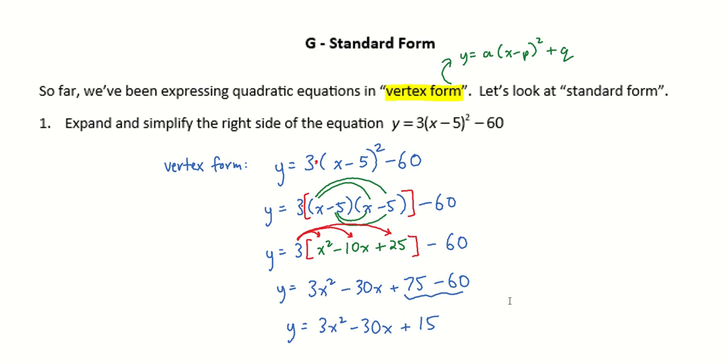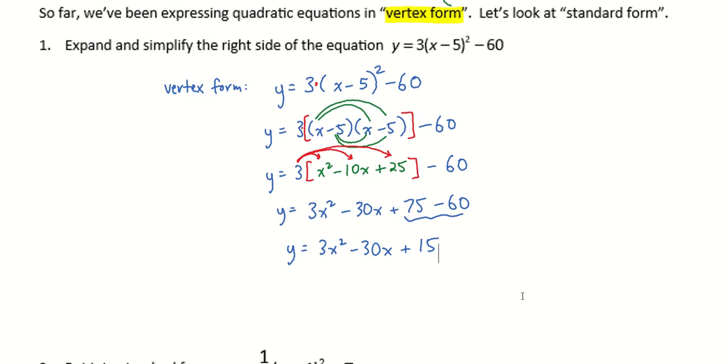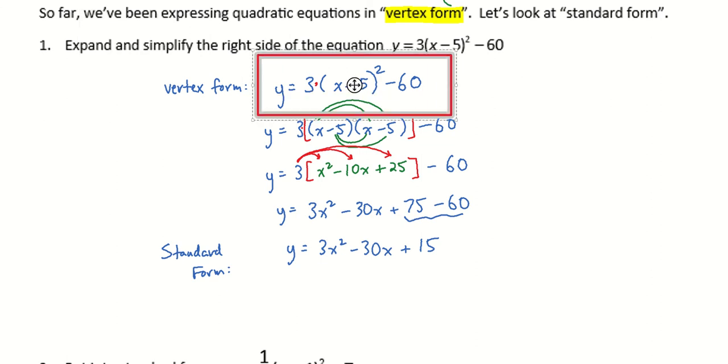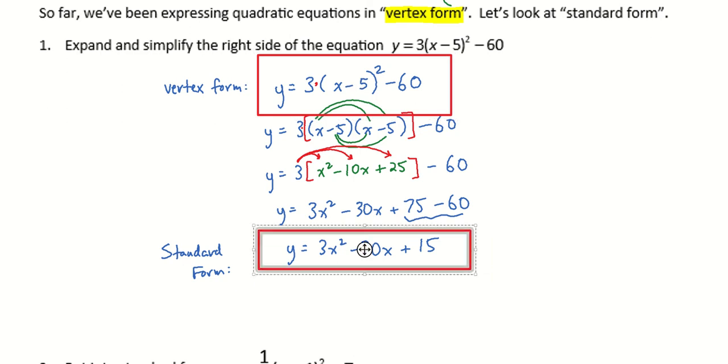So we've simplified this into a trinomial just as we've done really since the beginning of the year. And this form is called the standard form of the parabola. Let me just draw some shapes around there. So we have vertex form up here, and we have standard form down here.